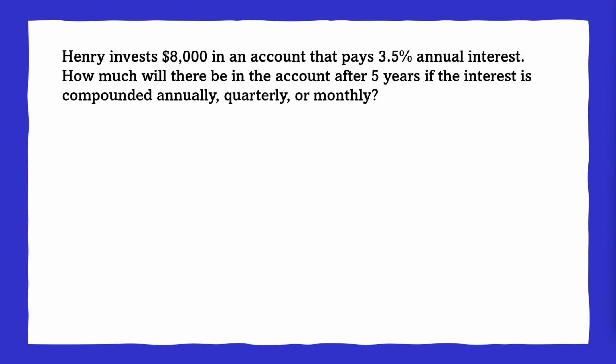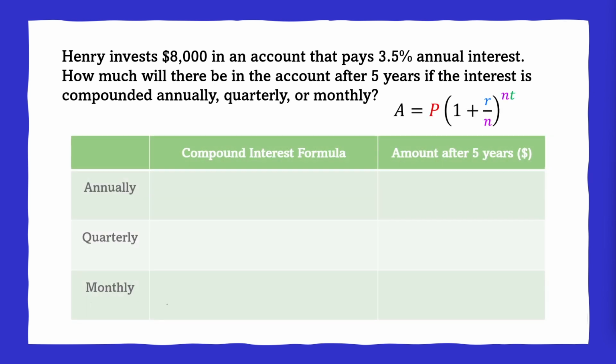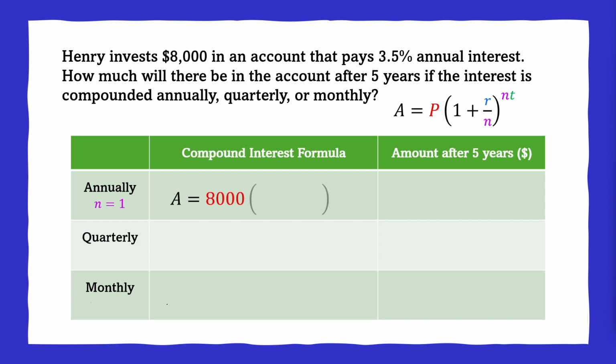Since we're dealing with compound interest, we'll use the compound interest formula. Let's start with annual compounding. This means the interest is added once per year, so n equals 1. Now we just plug the given information into the formula. A equals the principal, 8,000, times 1 plus the annual rate as a decimal, 0.035, over n, which is 1. Finally, raise this to the power of 1 times 5.